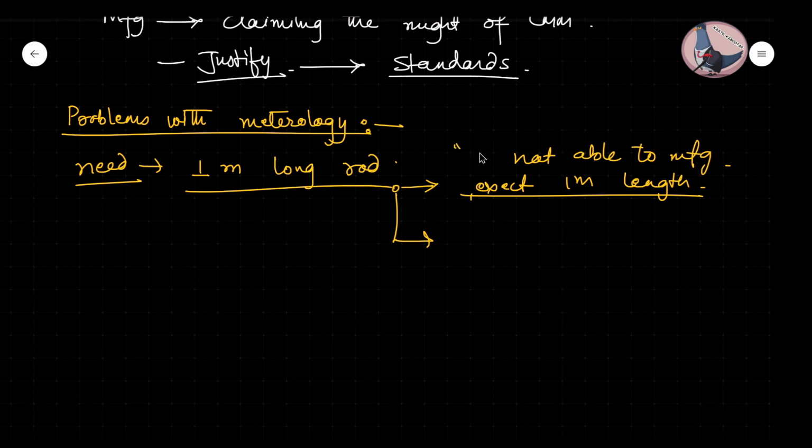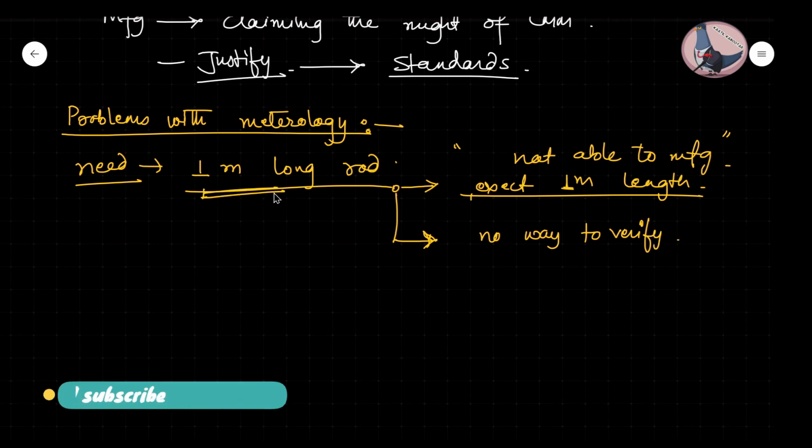The first trouble is in manufacturing: how will you ensure that this is 1 meter exact length? And second, how will I confirm that you are correct or wrong? Are you trying to cheat me or not? How will I know that? I have no way to verify it. So the business of accuracy is very difficult.